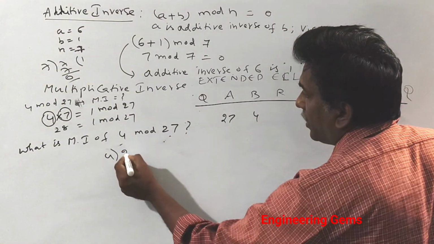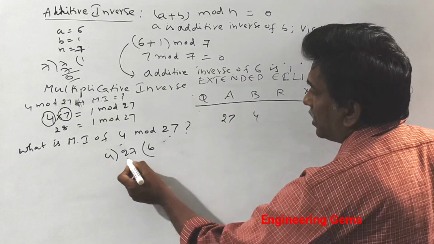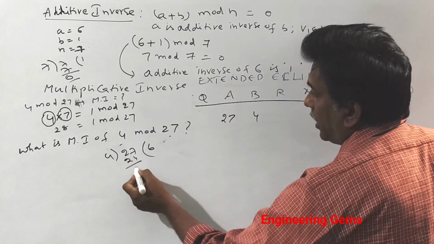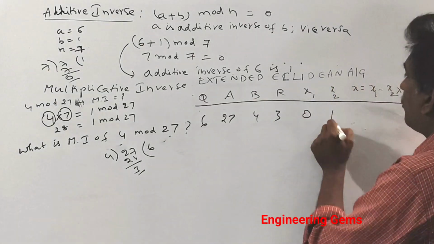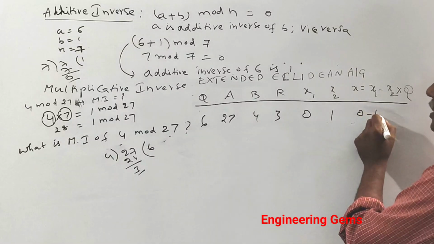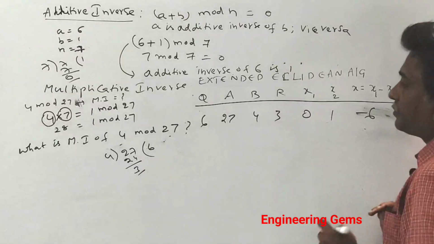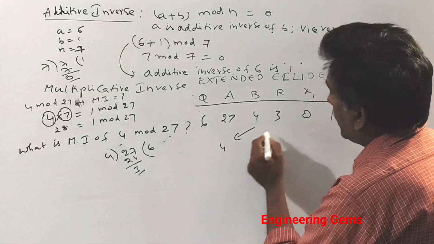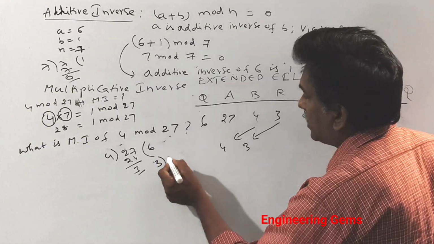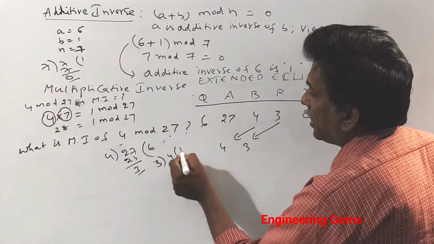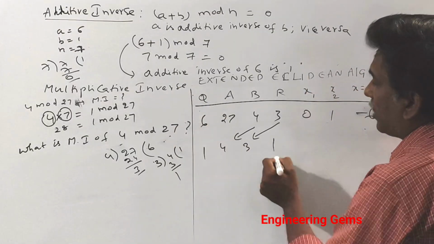So, 4 and 27. 6 fours are 24, and the remainder is 3. So the coefficient is 6, the remainder is 3. x1 is 0 and x2 is 1. So this is 0 minus 1 into 6, which is minus 6. Now shift this 4 here, shift the 3 here. 4 divided by 3: 1 three is 3, the remainder is 1. So the coefficient is 1 and the remainder is 1.